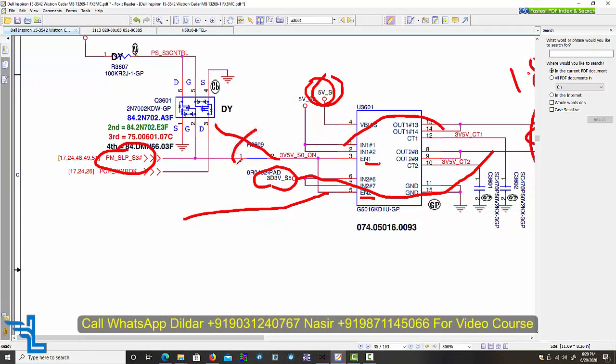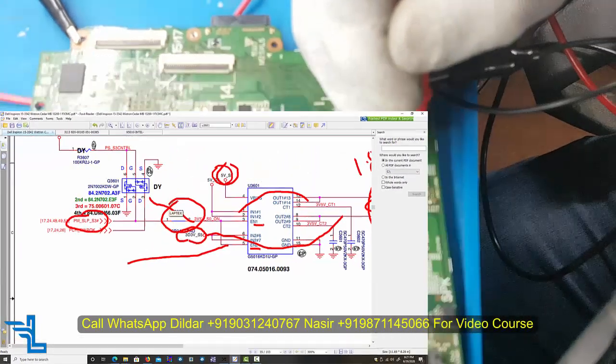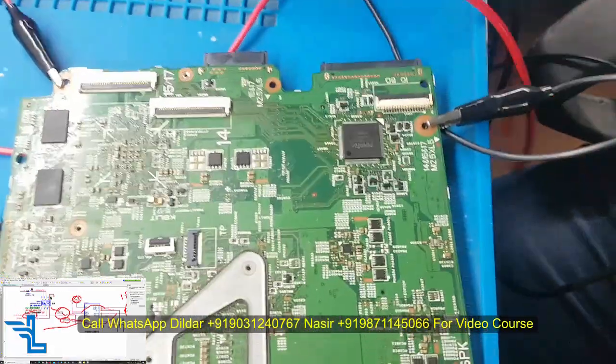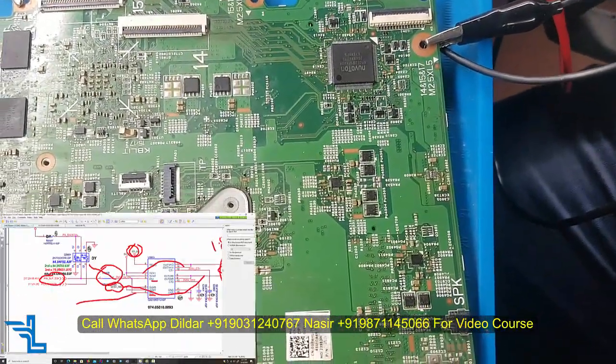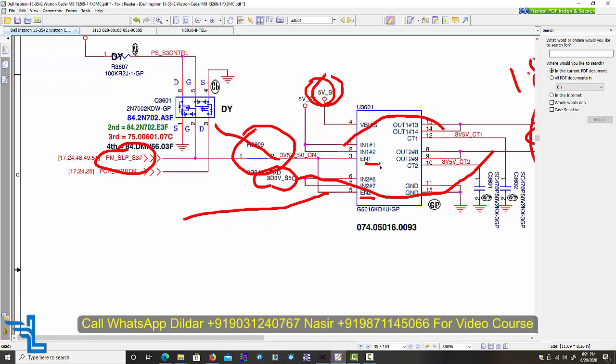This is the point you can see. The same point I am checking as I have shown you in the schematic. R3609, R3609 is here, on this point I am checking. Both terminals' enable is the same SLP S3.